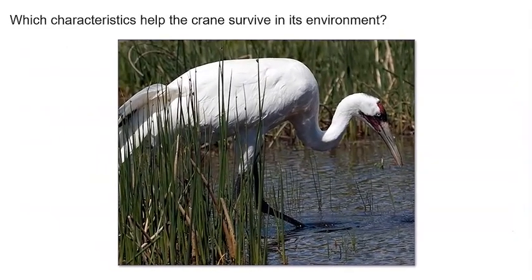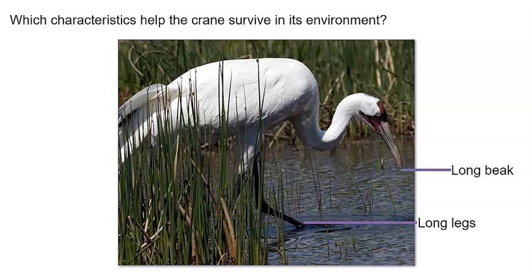Which characteristics help the crane survive in its environment? The crane has long legs so it can walk around in deep water to look for food. The crane also has a long beak. The crane can stick its beak deep into water, sand, or mud to get food. The crane can even reach for food by stretching its long neck.